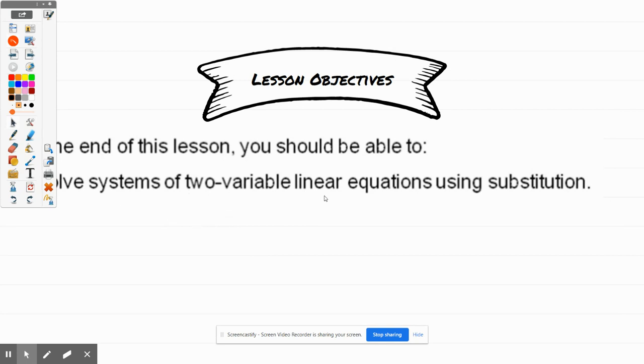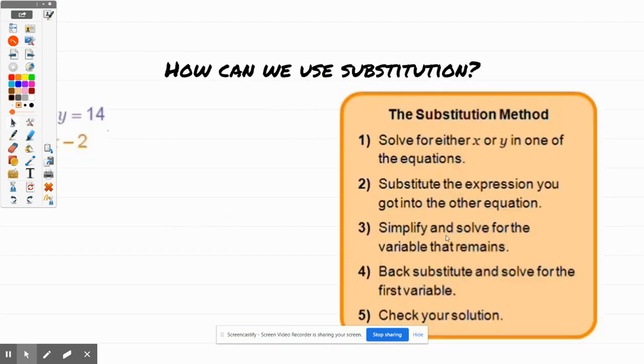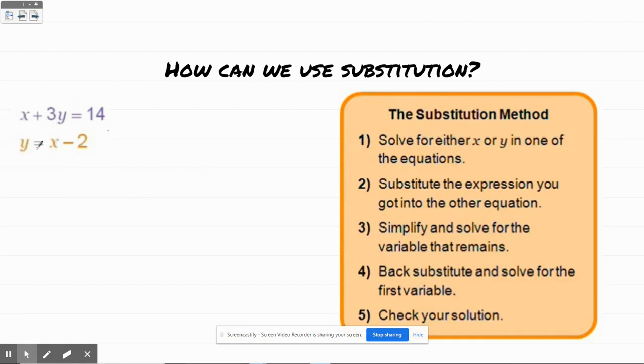We're going to solve systems of two variable linear equations using substitution today. Okay, so how do we use substitution? Well, we use substitution when you have one variable that is what we call isolated. So this y is isolated to x minus 2.